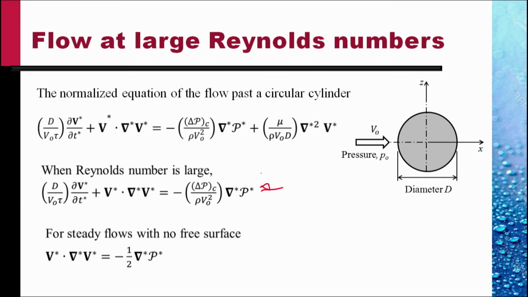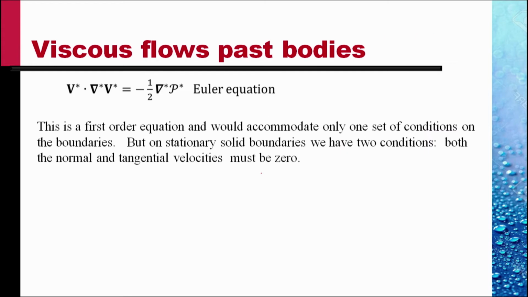For steady flow with no free surface, the equation reduces to V star dot del star V star is equal to minus 1/2 del star P star, where delta Pc, the characteristic pressure difference, has been taken as 1/2 rho V naught square. This equation is known as the Euler equation.